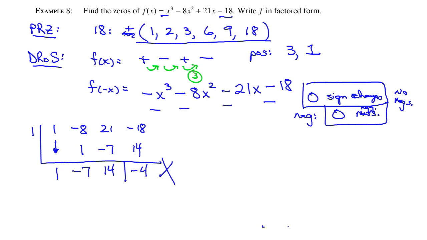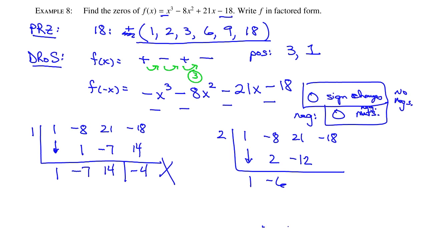Let's try 2. 1, negative 8, 21, negative 18. Bring down the 1. 1 times 2 is 2. 2 minus 8 is negative 6. Negative 6 times 2 is negative 12. 21 minus 12 is 9. 9 times 2 is 18. 18 minus 18 is 0. Check. We have found a root. So this one is going to work.